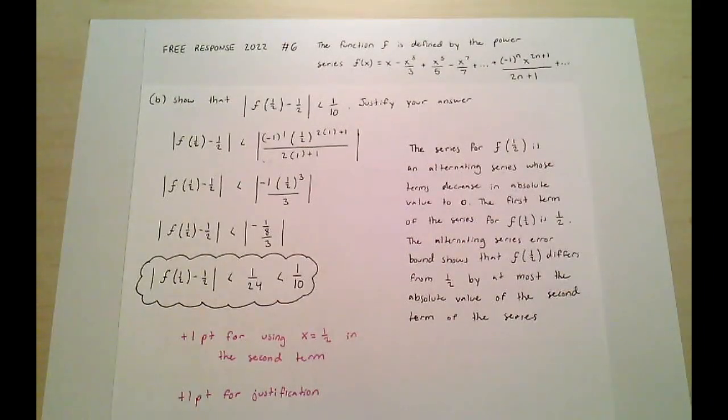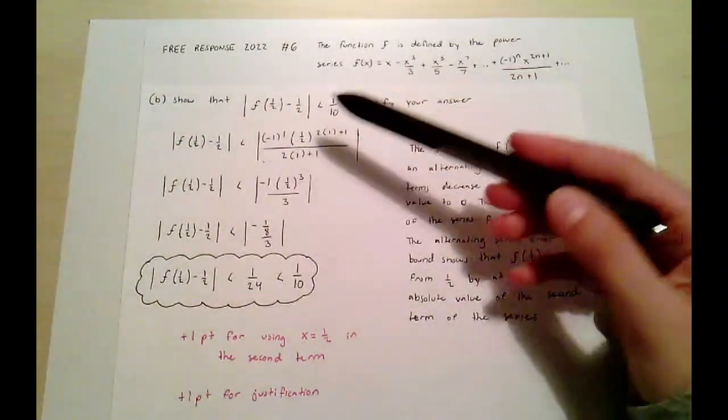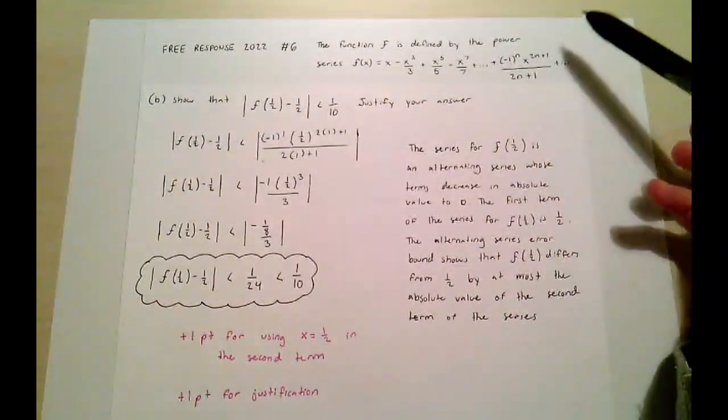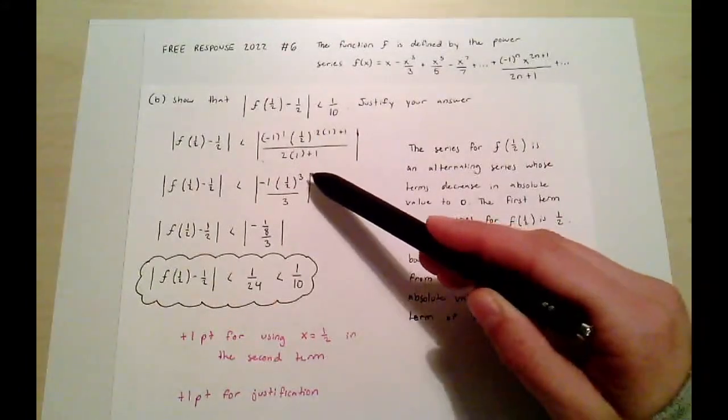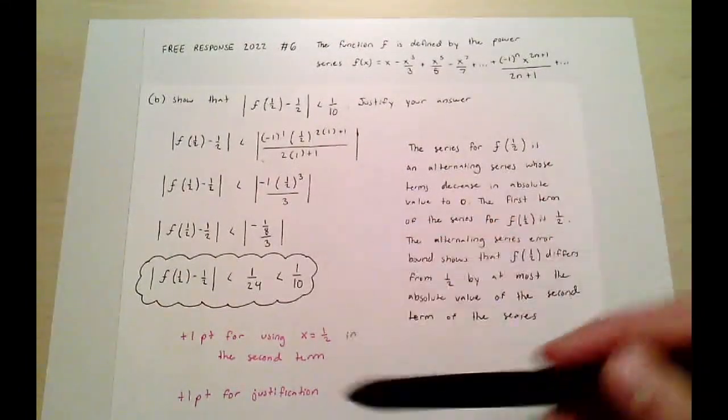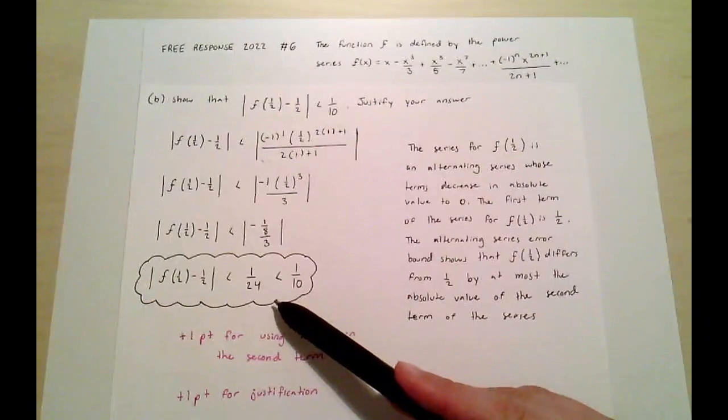For part B, we need to show that the absolute value of f of 1/2 minus 1/2 is less than 1/10. So I began with realizing that a sub 1 is equal to x equals 1/2 when n equals 1. So I plugged in 1/2 for x right here, and then I plugged in 1 for the n value, and I was able to solve and reduce until I got 1/24.